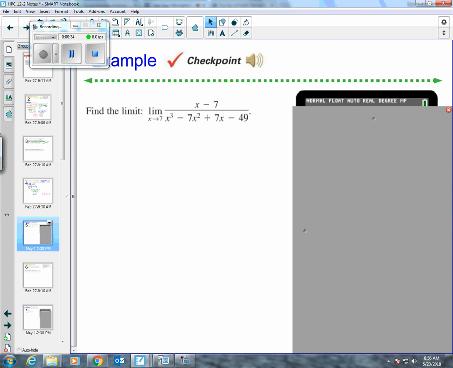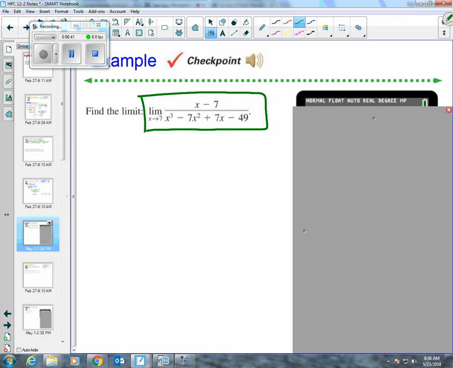So I'm going to have you add this one. I wanted you to see one that had a higher degree on the bottom than it did on the top, so we can compare and contrast that a little bit. So we're going to do the limit as x approaches 7 of x minus 7 over that cubic on the bottom. So if we tried direct substitution and we just plugged in the numbers, we'd have, not 0.